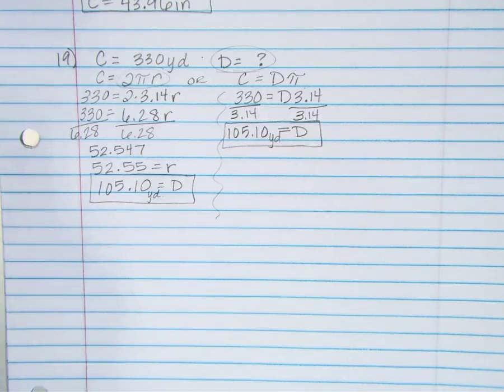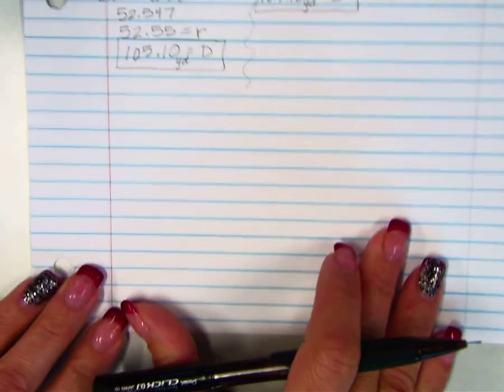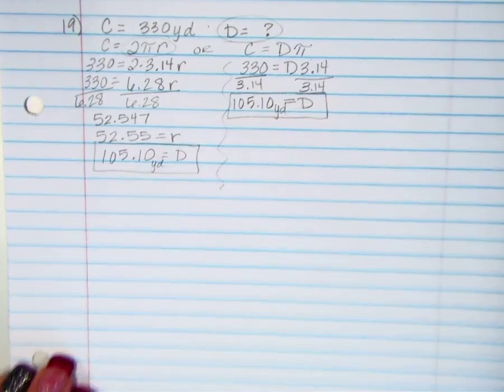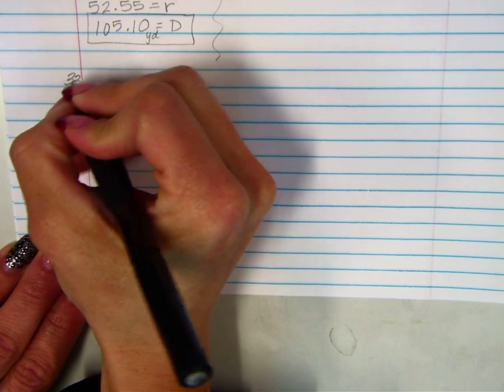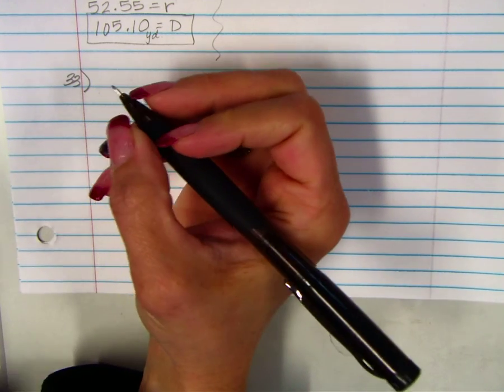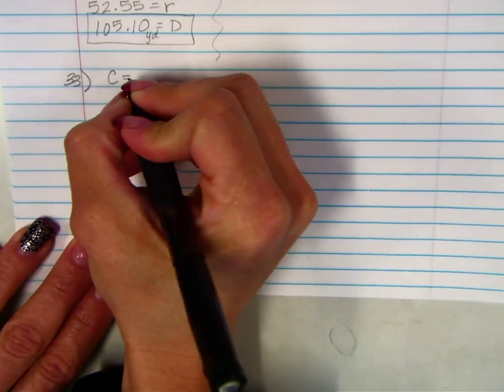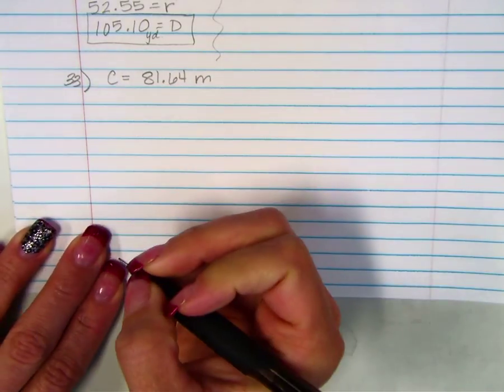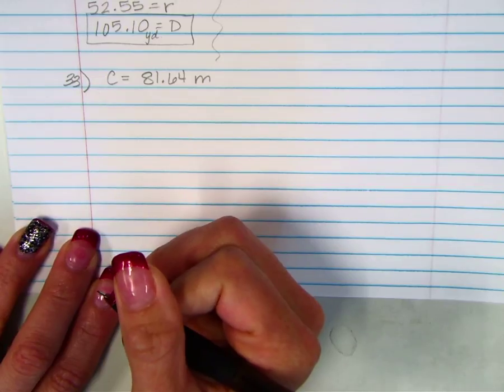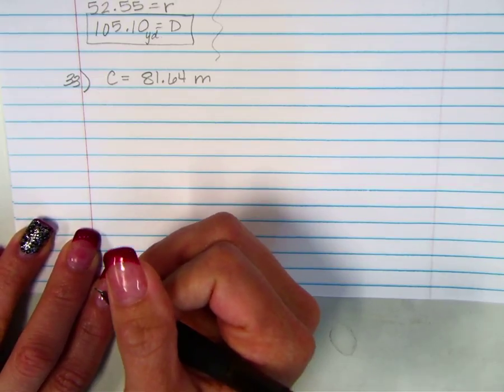So, number 33. Let's try moving my paper. Okay, number 33. In the book, it says C equals 81.64 meters. And the direction says find the area of the circle with the given circumference.